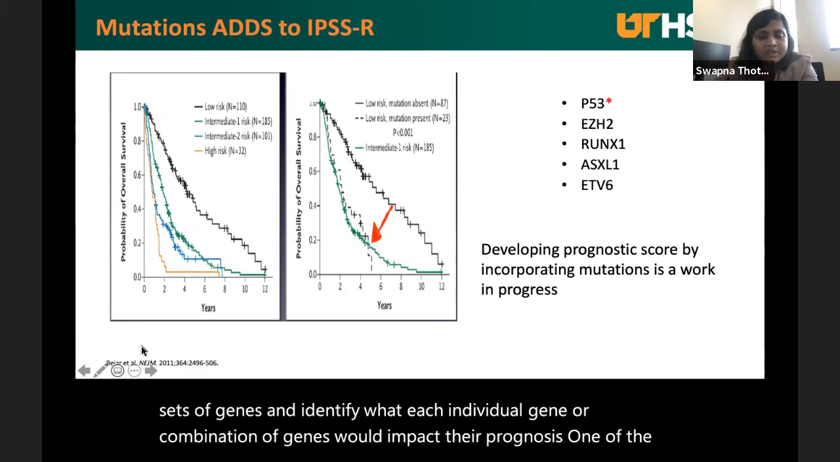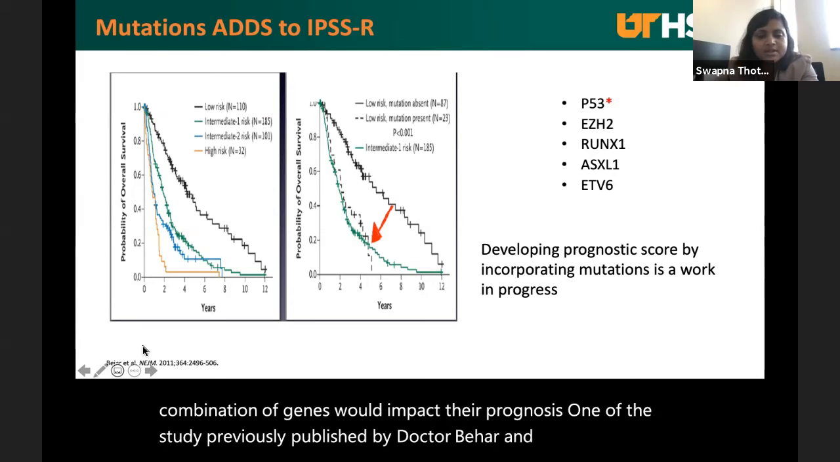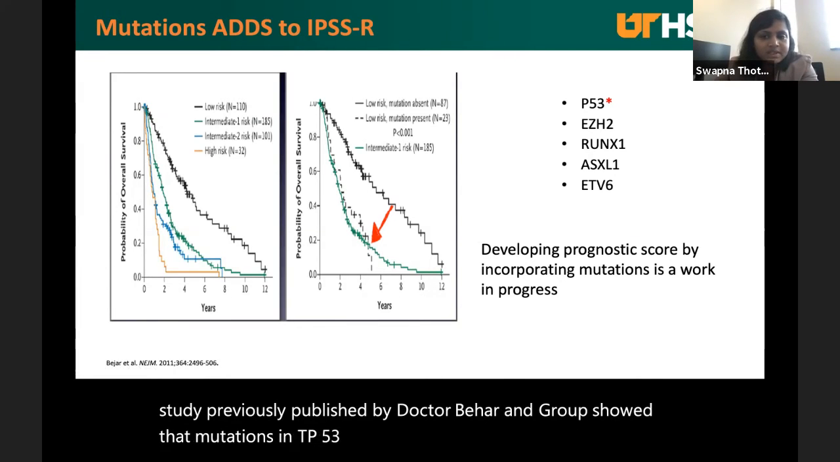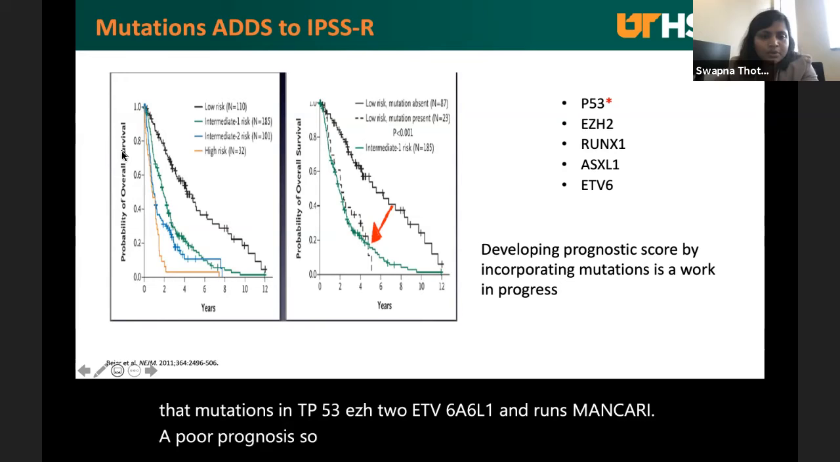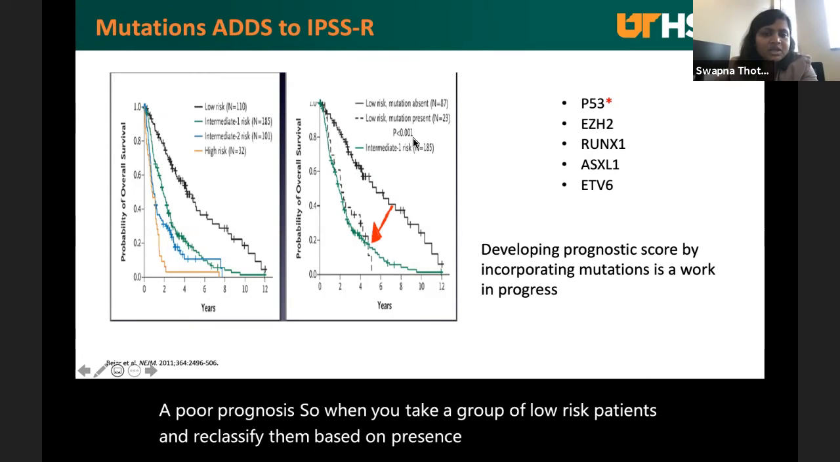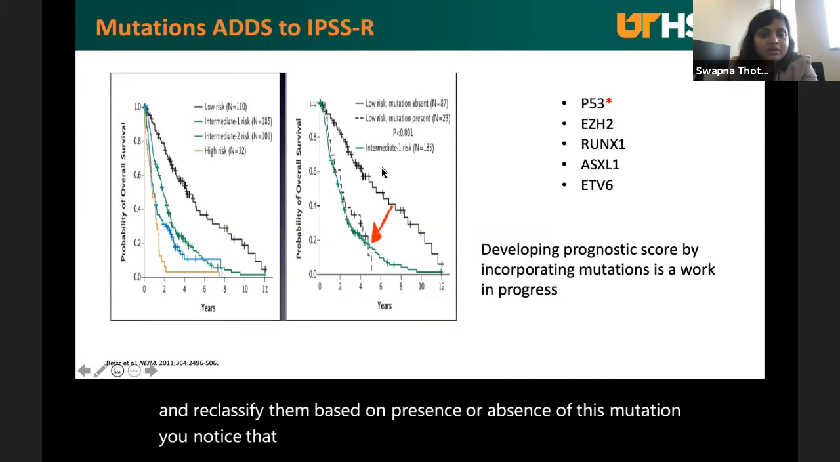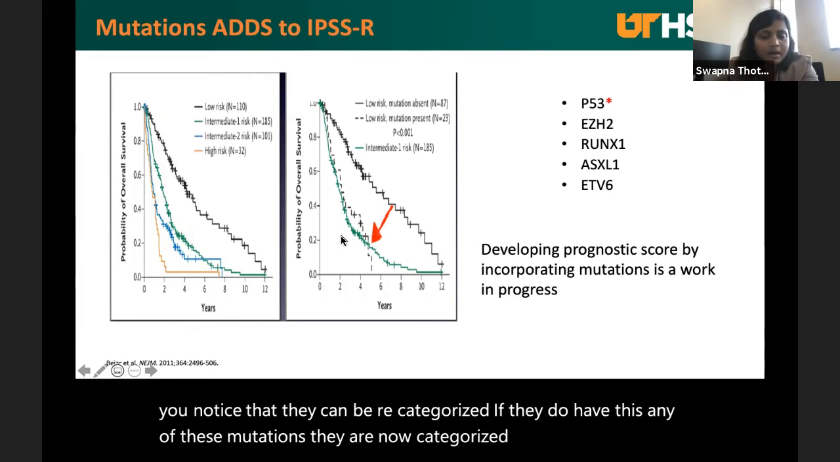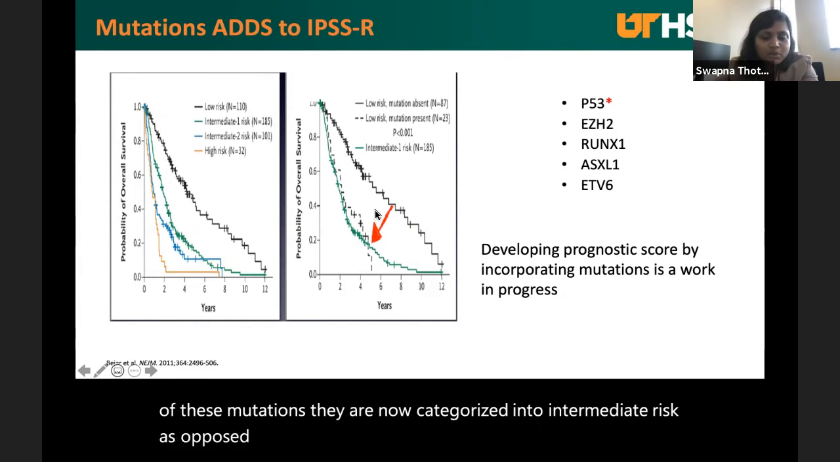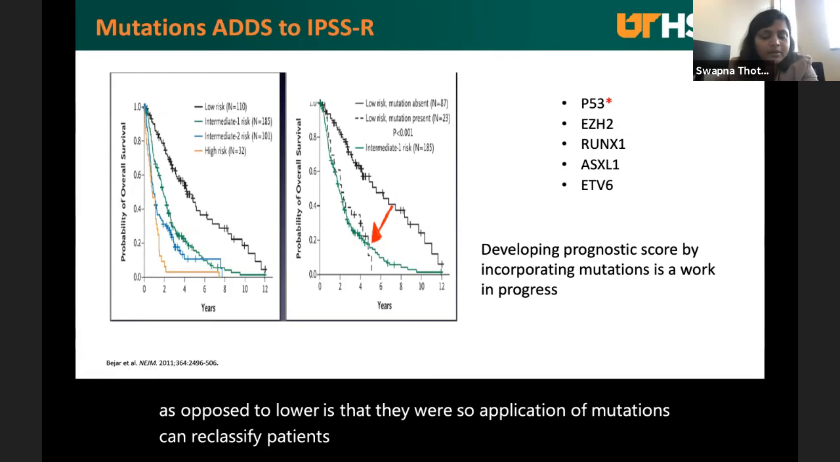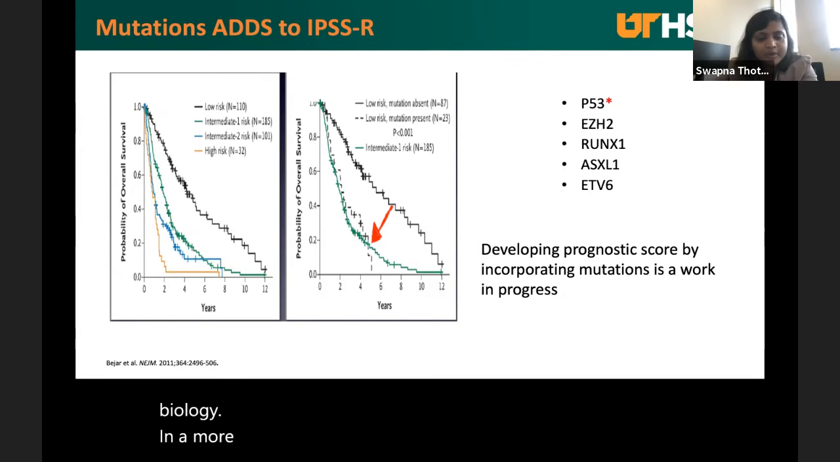One of the studies previously published by Dr. Bejar and group showed that mutations in TP53, EZH2, ETV6, ASXL1, and RUNX1 carry a poor prognosis. So when you take a group of low risk patients and reclassify them based on presence or absence of these mutations, you notice that they can be recategorized. If they do have any of these mutations, they are now categorized into intermediate risk as opposed to the low risk that they were. So application of mutations can reclassify patients or can predict biology in a more precise manner on top of IPSS or IPSS-R risk categorization.